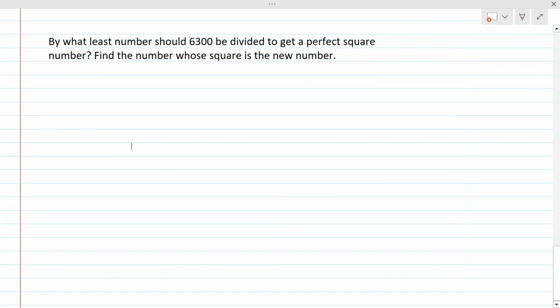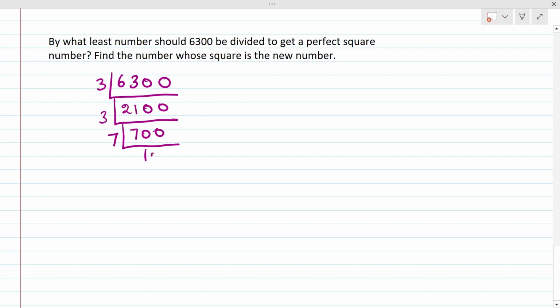Next question. By what least number should 6300 be divided to get a perfect square number? Find the number whose square is the new number. So now the minimum number should be divided. So 6300, again we have to use the prime factorization method, and we have to divide it. So now I use 3, so it will become 2100. Again I will use 3 to divide it, so it will be 700. And again now I will be using 7, so it will be 100. Now again I will be using 5 here.